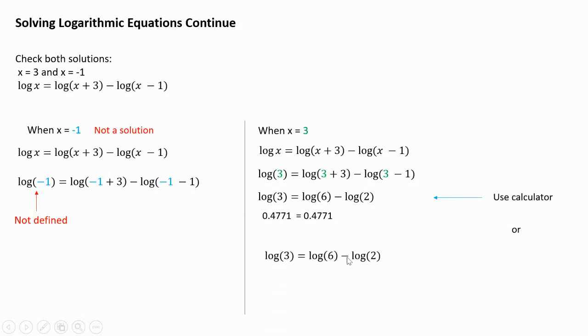And if you remember, guys, this one here on the right, the log of 6 minus log of 2. If it's minus, we're trying to put it as a single log, so it's going to be the quotient rule, or division. So log of 6 minus log of 2 is equivalent to log of 6 divided by 2, and 6 divided by 2 is going to give us 3. So these are the same thing. They're equal. So 3 is a solution.